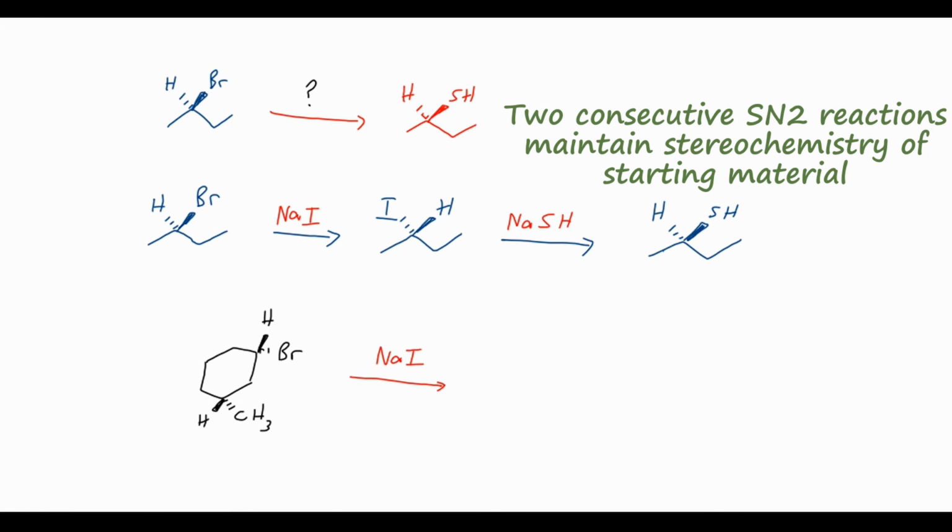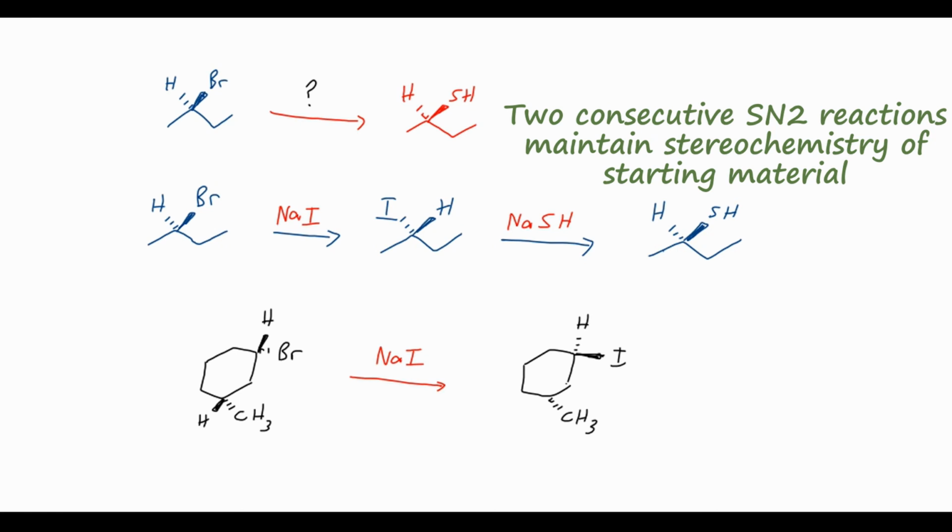in our SN2 fashion, we will again replace that bromine leaving group with the iodine nucleophile, and it will cause an inversion of stereochemistry at that stereocenter. So our product will have the iodine coming out of the page towards us.